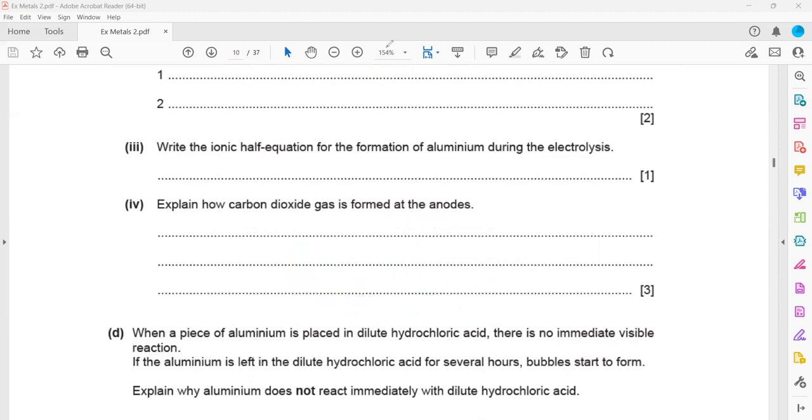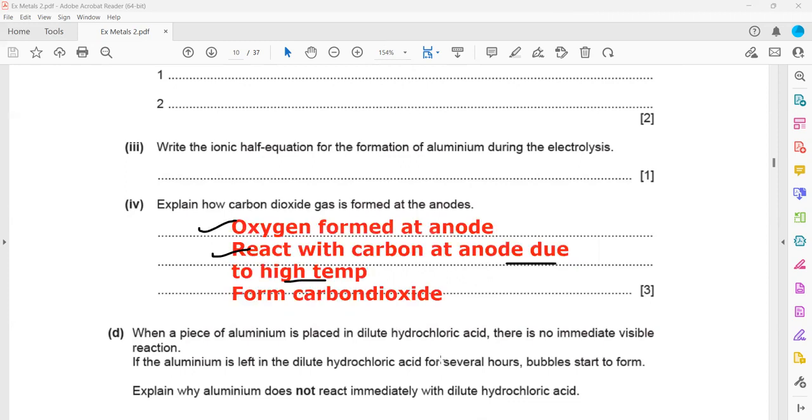Is this one clear, the formation of carbon dioxide? Yes, sir. Okay.